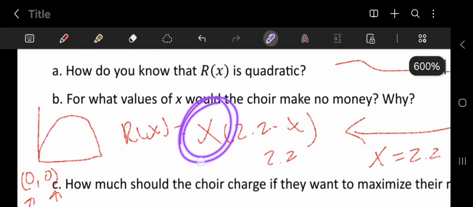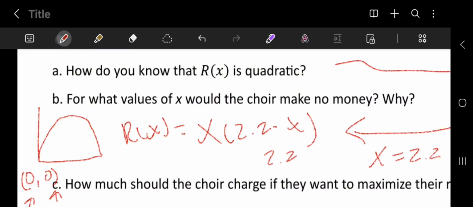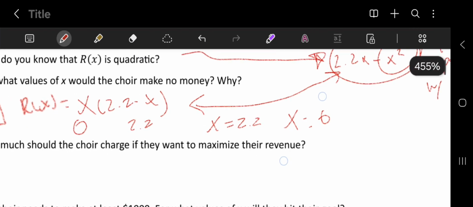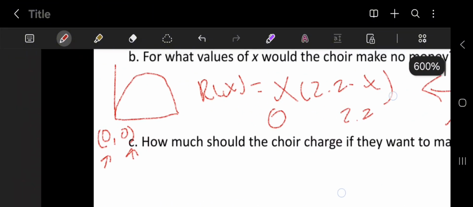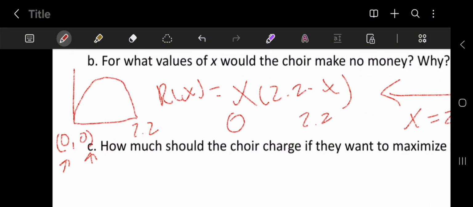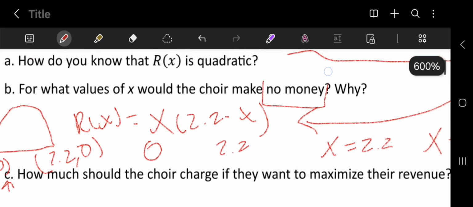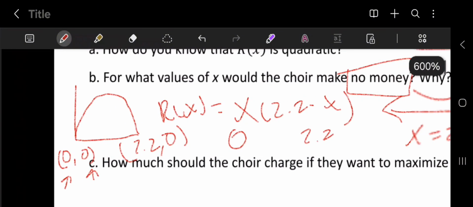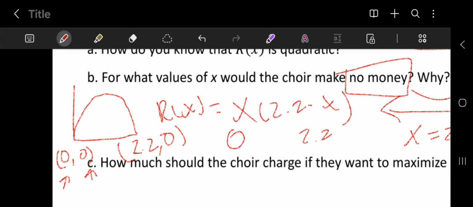Or there's this little x right here. And the way we can eliminate that is just by having a 0 right there. So another option would be having x equal to 0. So when x is equal to 0 and when x is equal to 2.2, so this would be (2.2, 0), then the choir would make no money, because the money they make is represented by the output, which is y. So when the x value is 2.2 or 0, the y value will be 0 and 0.